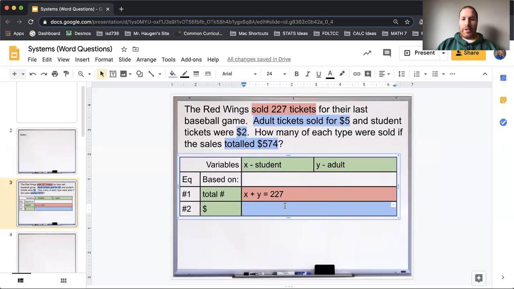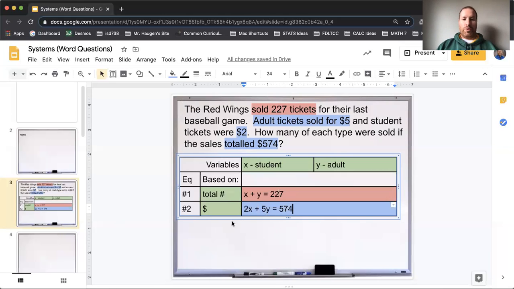So in here, I have $5 per adult ticket, so that's 5Y. And then I have $2 per student ticket. Actually, I'm going to flip this order a little bit: $2 per student ticket and then $5 per adult, so that these are lined up right away. And then that's equal to $574. And now I have my two equations, and then you can go forward and solve these however you want to.